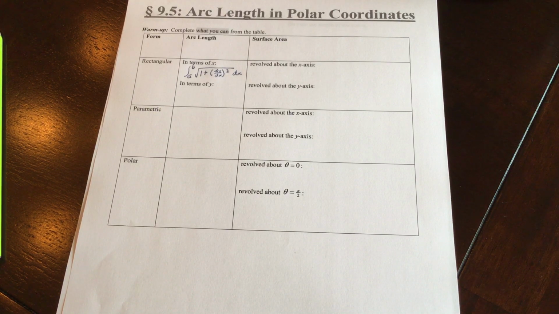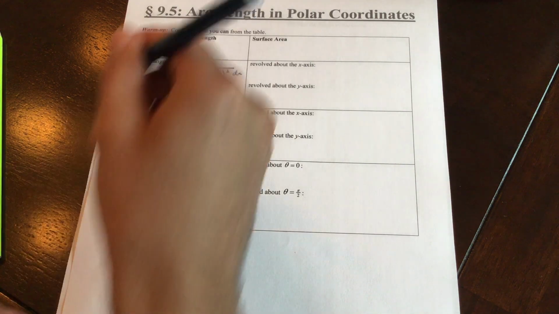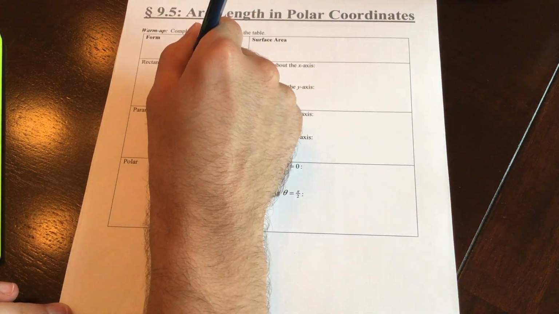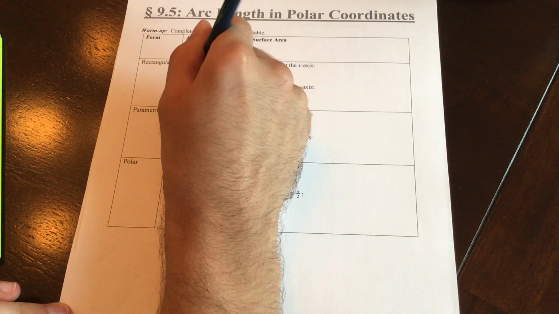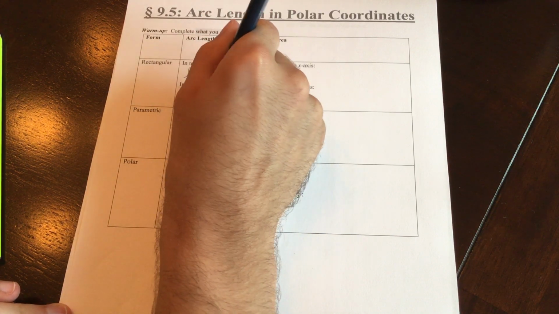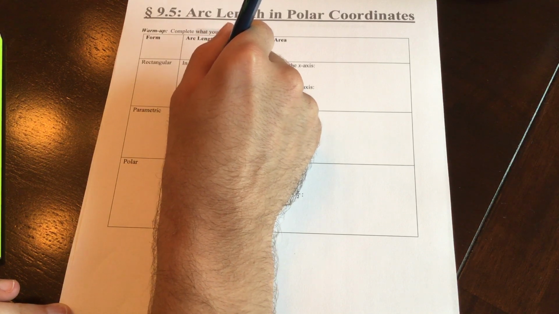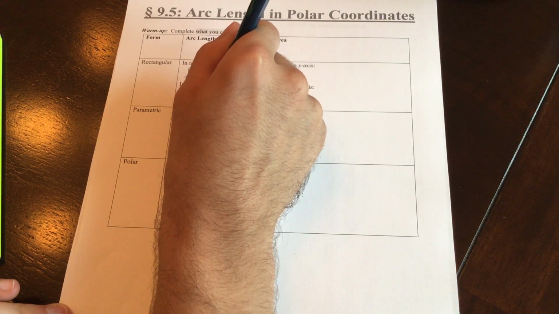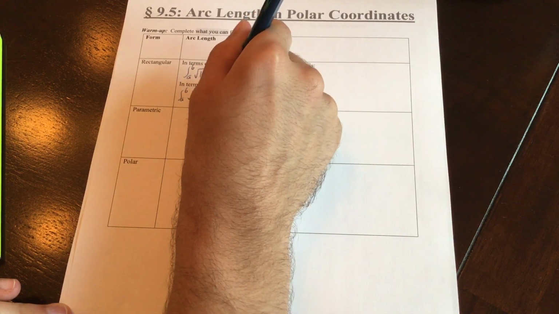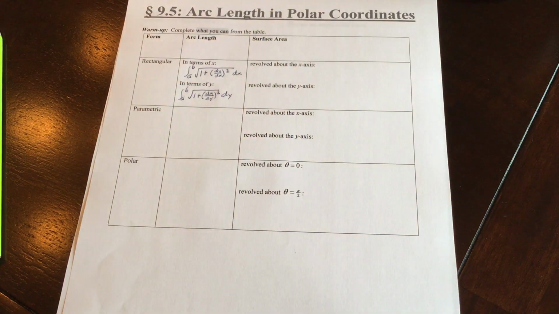You'll need one in terms of y as well, just in case you're dealing with a function that does not pass the vertical line test, but it passes the horizontal line test. Then you would need to transition and do arc length in terms of y. So the formula there is the integral from a to b of the square root of 1 plus dx dy squared with respect to y.